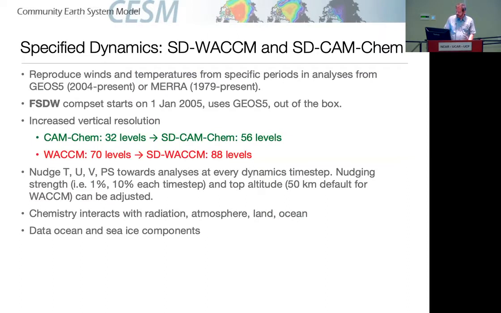So here is a discussion of specified dynamics. We are nudging the winds and temperatures to analyses from GEOS5 or MERRA, and we can choose the nudging strength. Basically, we give a relaxation time, which can define something like nudging towards the analyses 1% per time step, where the analyses are basically a form of the observations of winds and temperatures, or we can make it stronger, something like 10% per time step. And then the chemistry and radiation interact on top of that.